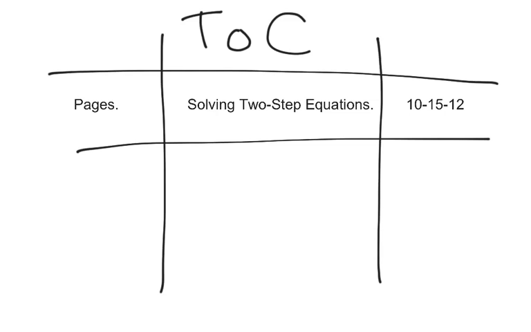The first thing I'd like you to do is go to your table of contents. Unfortunately, the computers at work were still not working when we got back from peak, so I'm unsure of the page numbers. Hopefully you know what the page numbers are, so just fill in the page numbers for the next two pages. The topic is solving two-step equations. And you can use tomorrow's date, which is October 15th, 2012. So take a minute, pause me, fill in your table of contents, and then turn to the next page in your notebook.